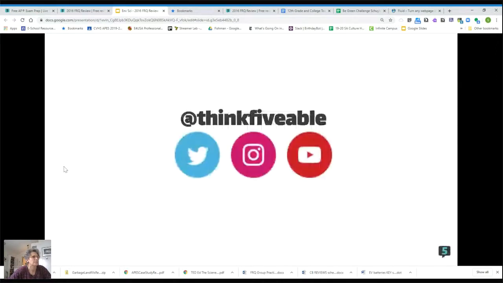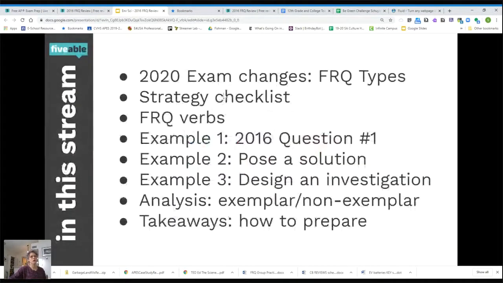Okay, so what are we going to do? We're going to talk about the exam changes. I'm going to go over a strategy checklist. We're going to do some review of what those task verbs mean, the FRQ verbs. Then we're going to look at a couple examples, specifically on posing a solution and designing an investigation. And we're going to look at exemplars, non-exemplars, and then go over some takeaways.